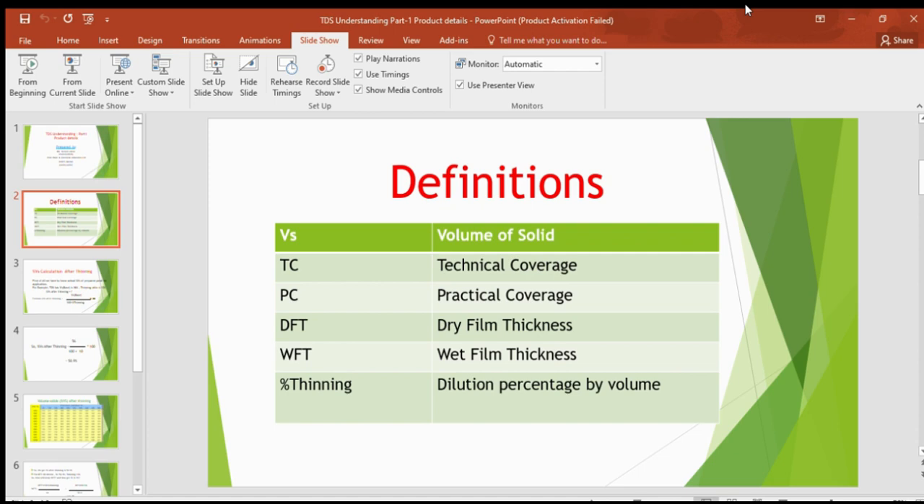Some definitions you have to know. VS means volume of solid, TC means technical coverage, PC practical coverage, DFT dry film thickness, WFT wet film thickness, percent thinning, dilution percentage by volume.